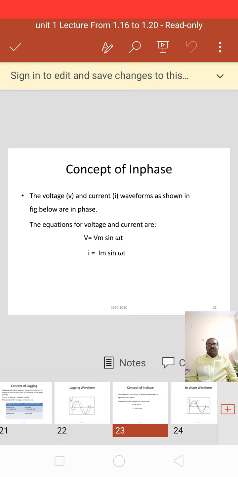Next, the concept of in phase. The voltage V and current I waveforms shown in the figure below are in phase. The equations for voltage and current are V equals Vm sin omega t as well as I equals Im sin omega t. This is the concept of in phase. That is, there is no phase difference between the voltage and current. The values of the alternating quantities, voltage and current, have the same amplitude as well as the same time period. It is nothing but in phase.